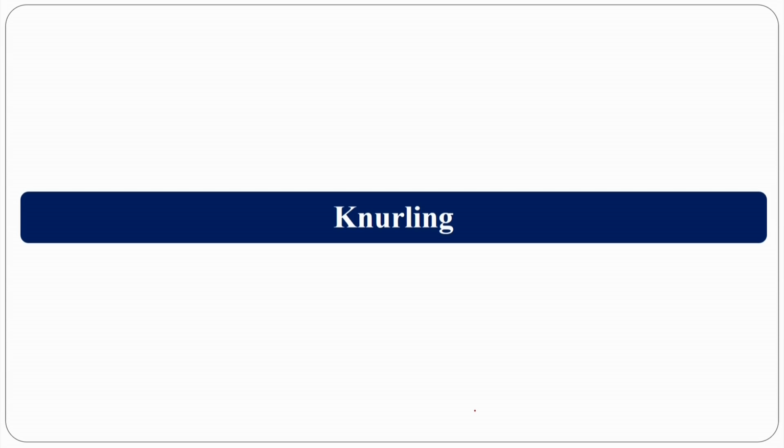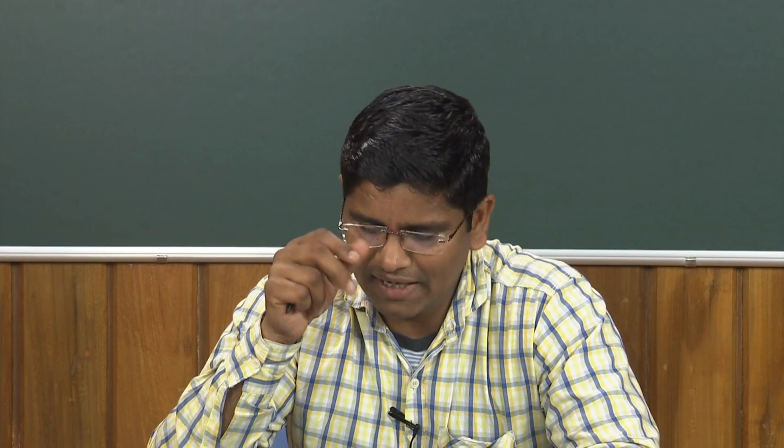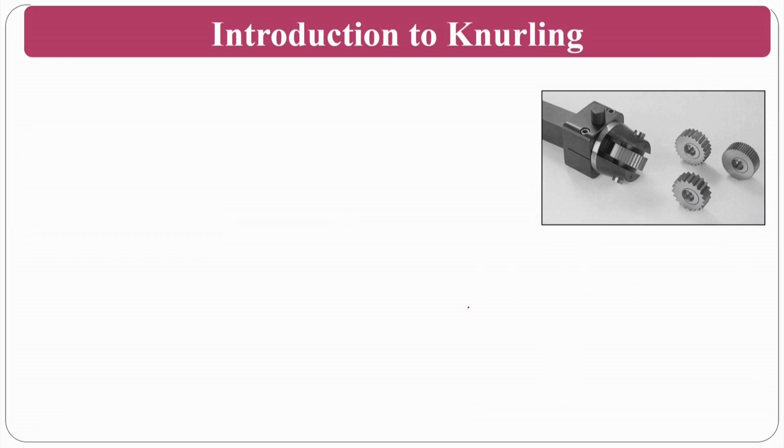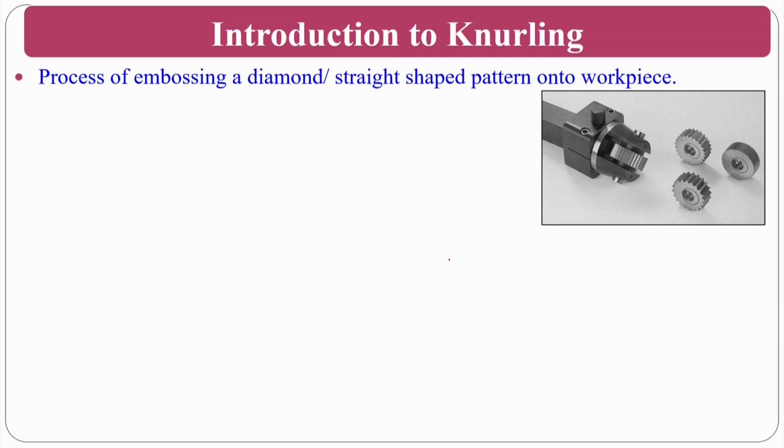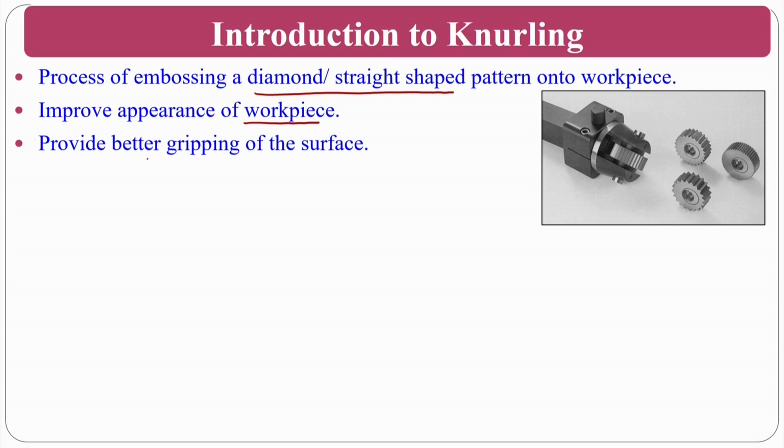Okay. Now we move on to the knurling process, where knurling is nothing but embossing of a diamond cone pattern or some other pattern for gripping purpose. Introduction to the knurling process. Normally the process of embossing a diamond or straight-shaped pattern onto the workpiece is called the knurling process. It improves the appearance of the workpiece and can give good aesthetics, and at the same time provides better gripping. This is the major advantage or major application of the knurling process: to have the grip.